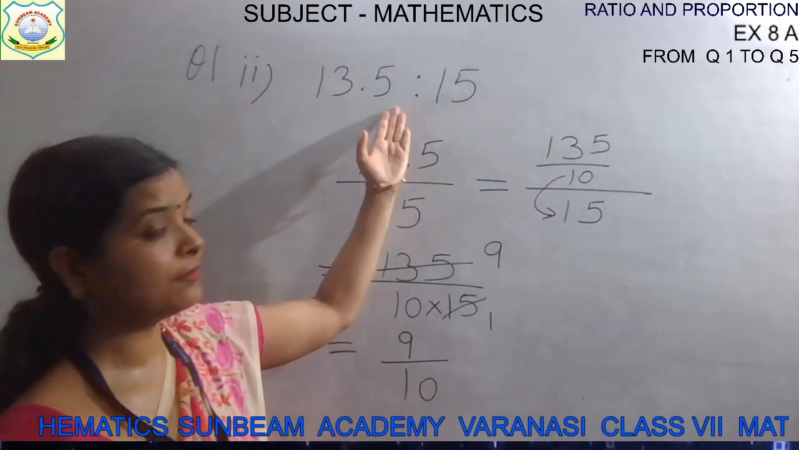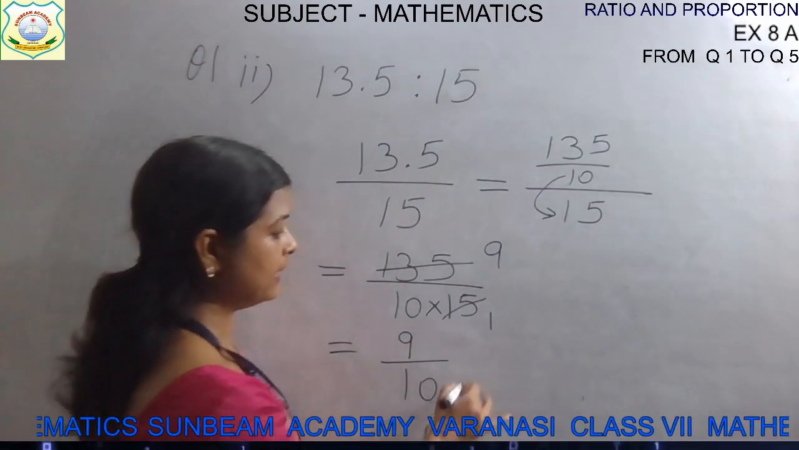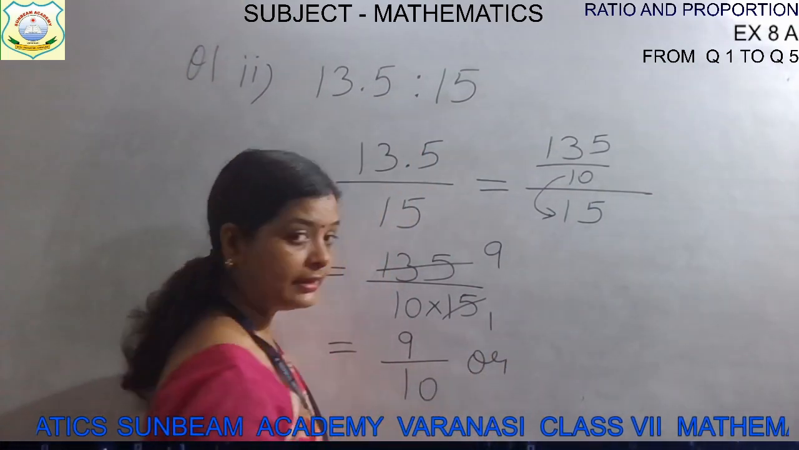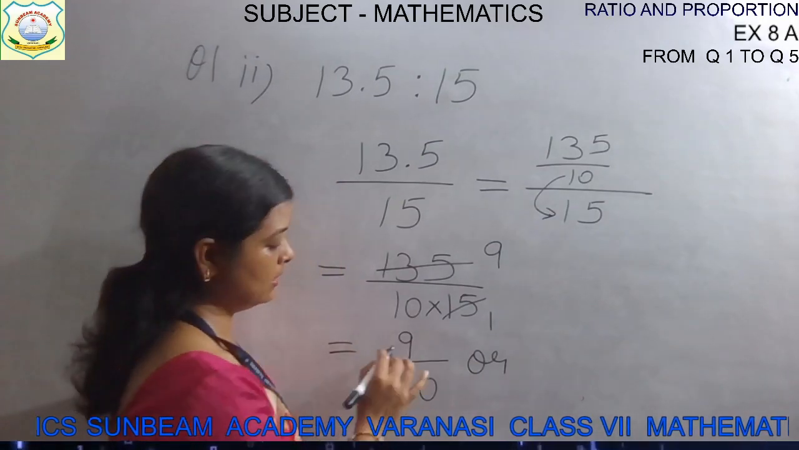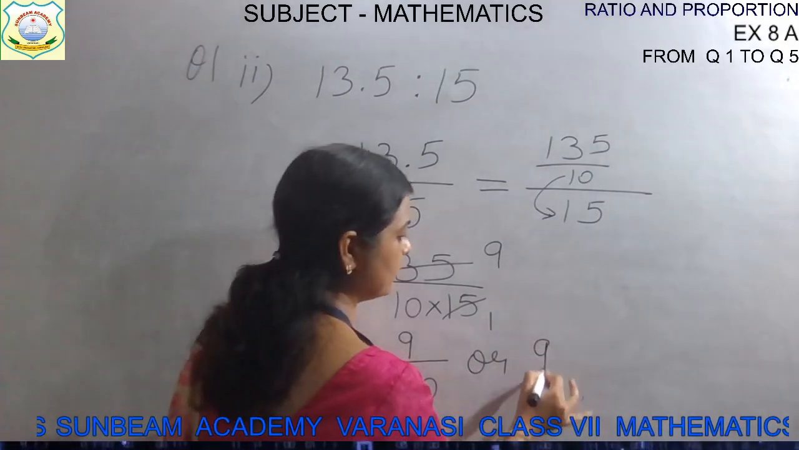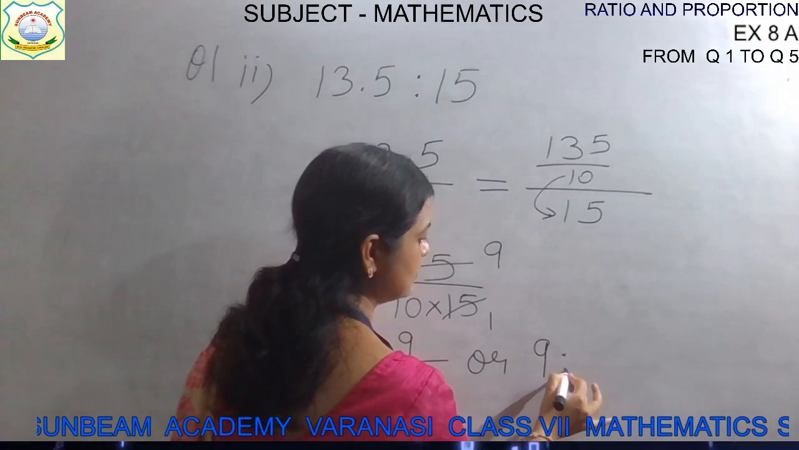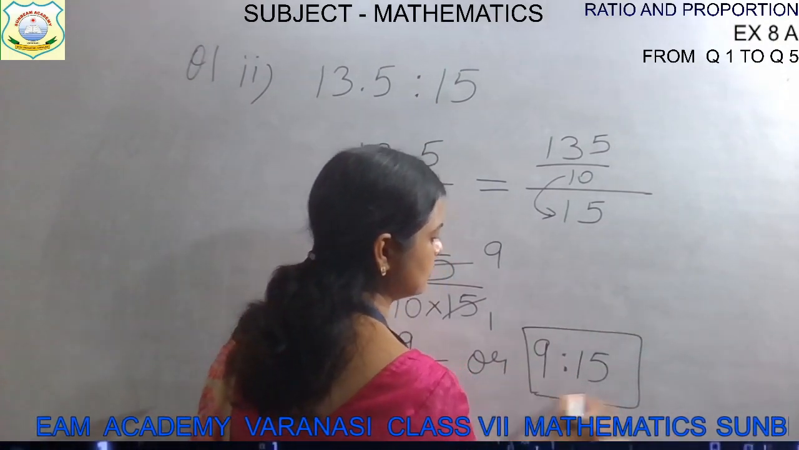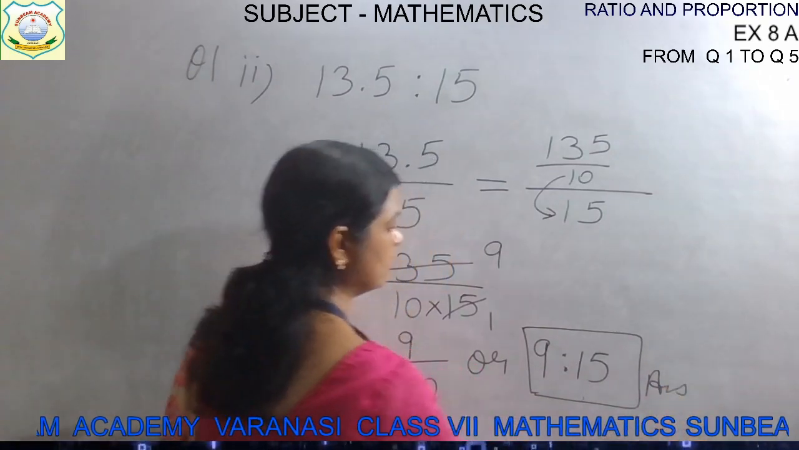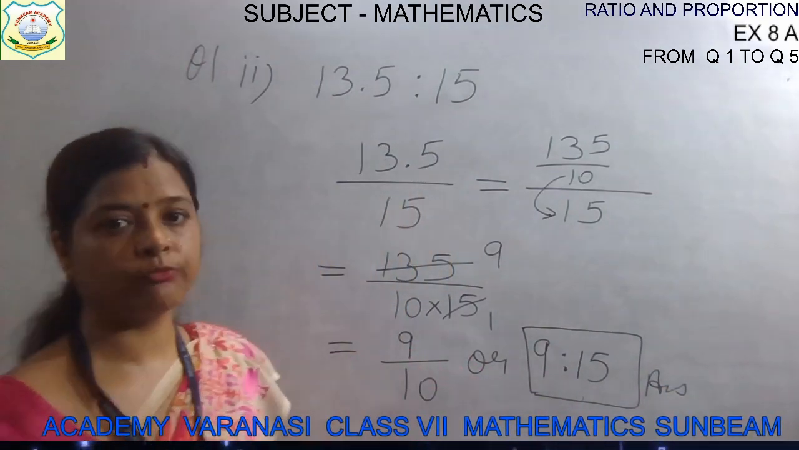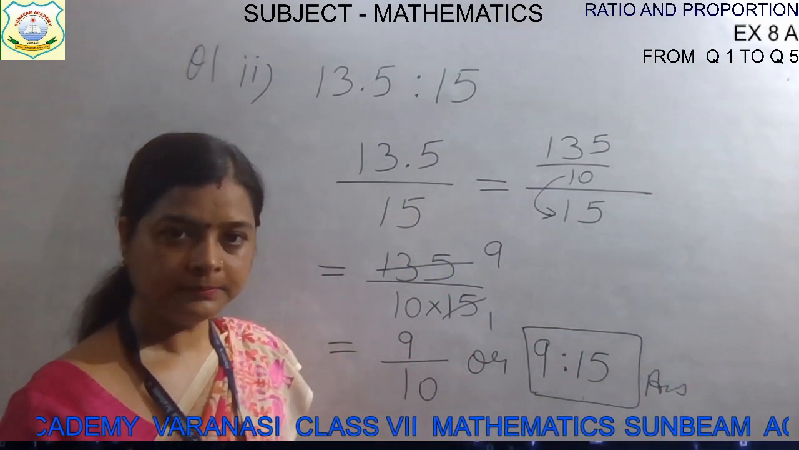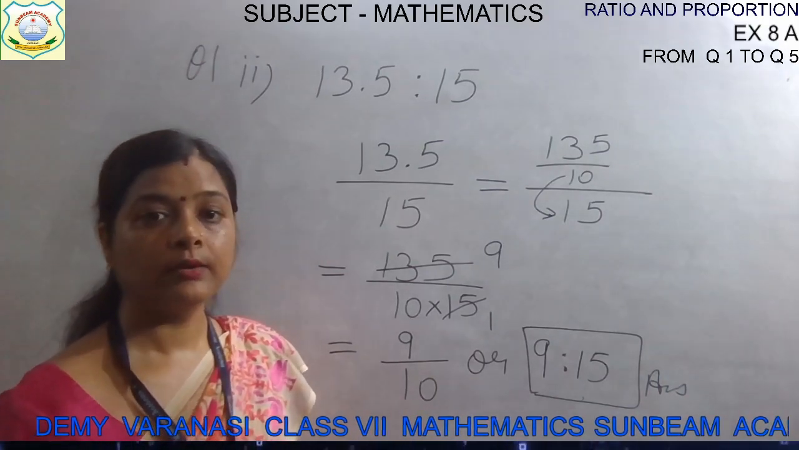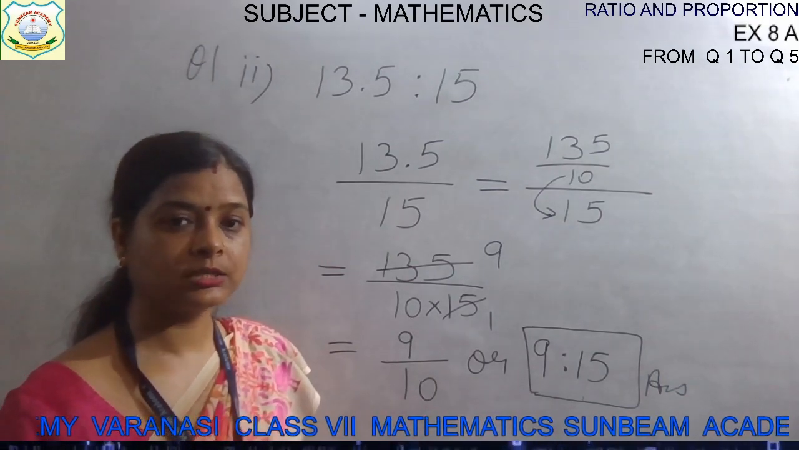But we are doing the ratio question. So we will write it in which form? We will write it in ratio form. 9 by 10, or in ratio form it will be written as 9 is to 10. So this is your answer. Your answer should always be written in ratio form. Clear? Okay. Now let's move ahead with the next question.